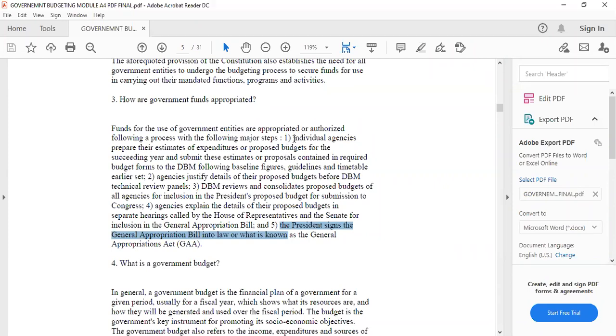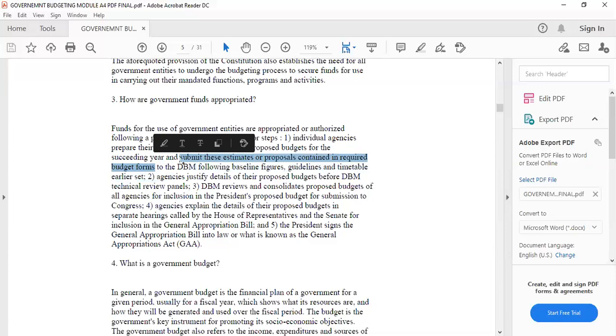Now, what is the first? Individual agencies prepare their estimates of expenditures, or proposed budget, for their succeeding year. So the agency, in Cebu Normal for example, the chairman will prepare the budget. The lowest level is the chairman. The chairman will look into the needs of the faculty, and then the department or the CAS, the college, will consolidate all the needs we have. But our office supplies will perhaps be prepared by the college because we have the same office supplies. And then they submit these estimates or proposals contained in the required budget forms.